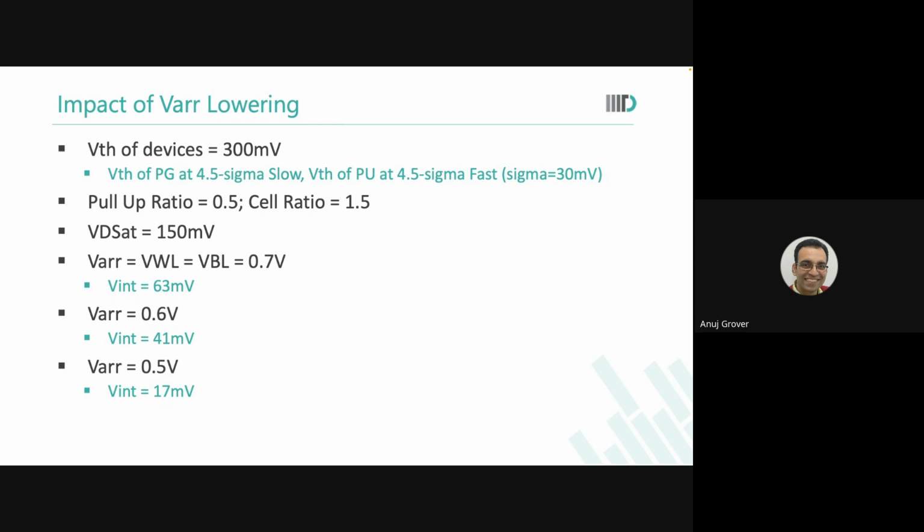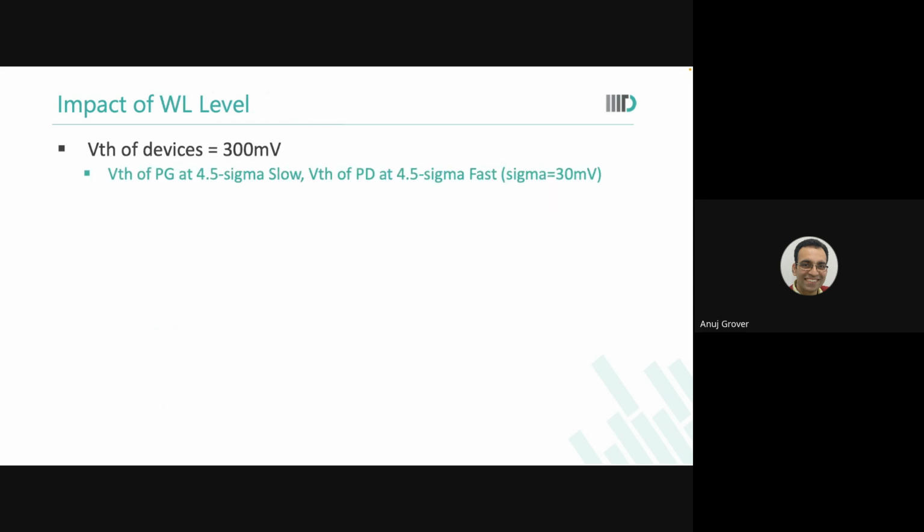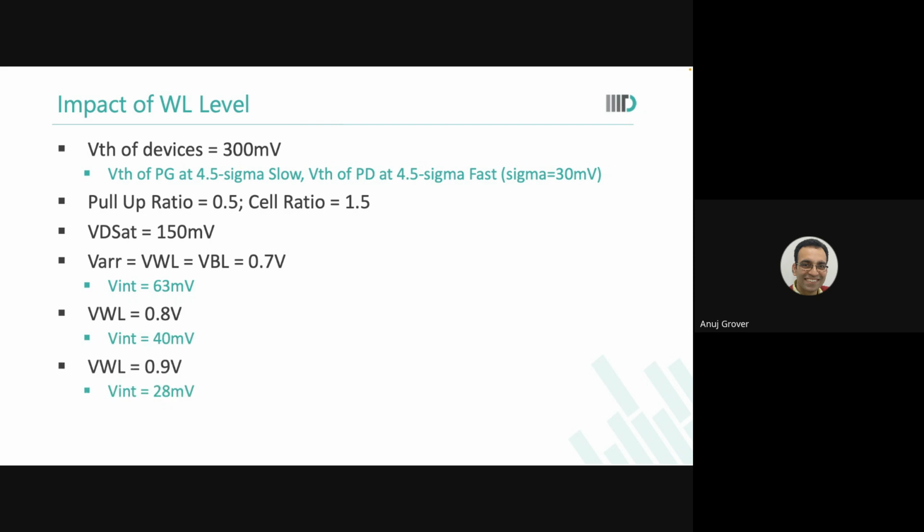So array lowering helps. What about word line level? Word line lowering improved stability. So to improve writability, what would you want to do? Word line overdrive. But what will it do? What is the negative consequence of this? The partially selected cells. Earlier we saw the first row, the first column; now look at this row. The other cells in the same row.